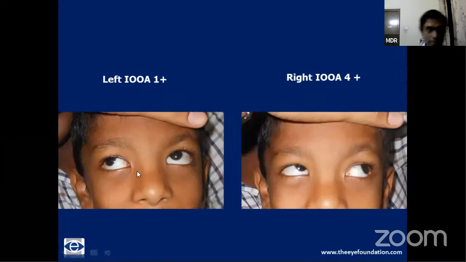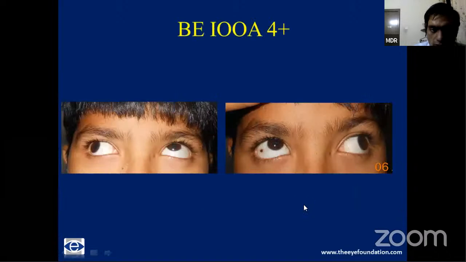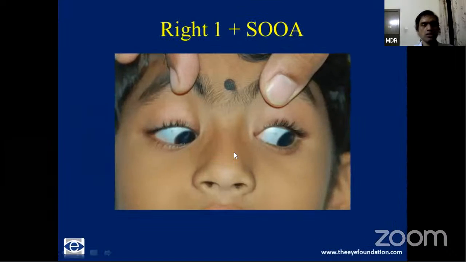So you can have an asymmetric inferior oblique overaction where you do an asymmetric procedure. This patient has a left inferior oblique overaction of 1+ and a right inferior oblique overaction of 4+. So this patient has bilateral inferior oblique overaction of 4+, the grading which I have already mentioned.